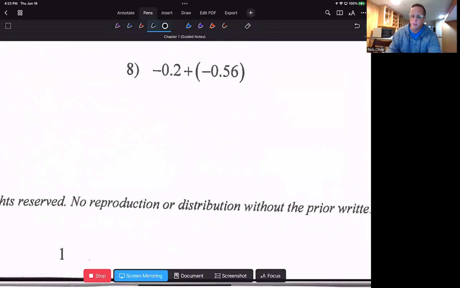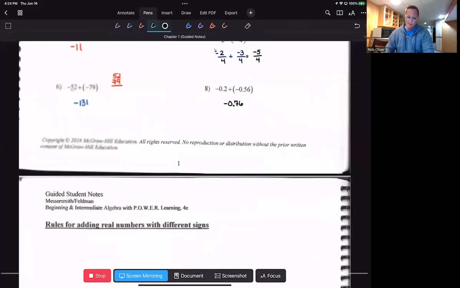We're going to add up 0.2 and 0.56, which is going to be negative 0.76, or negative 76 hundredths. So there you say it.